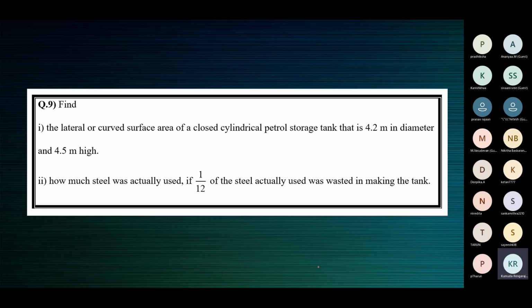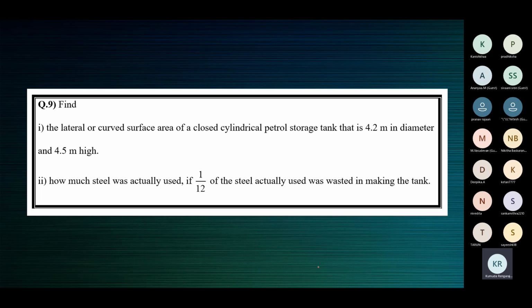Find the lateral or the curved surface area of a closed cylindrical petrol storage tank. It's a storage tank, a petrol storage tank, and it's cylindrical in shape. It's closed. It's used for storing petrol, so it has to be closed at both ends. A closed cylindrical tank, and the purpose of the tank is to store petrol.